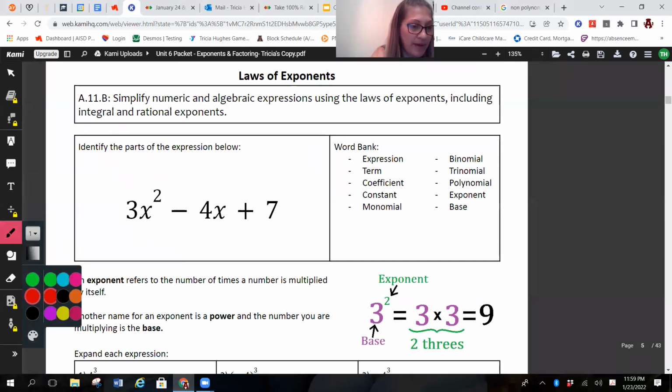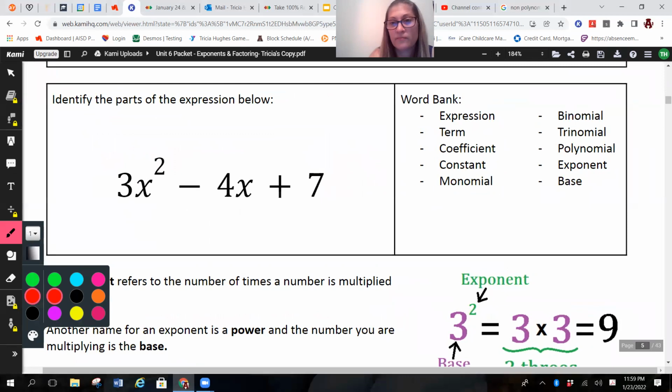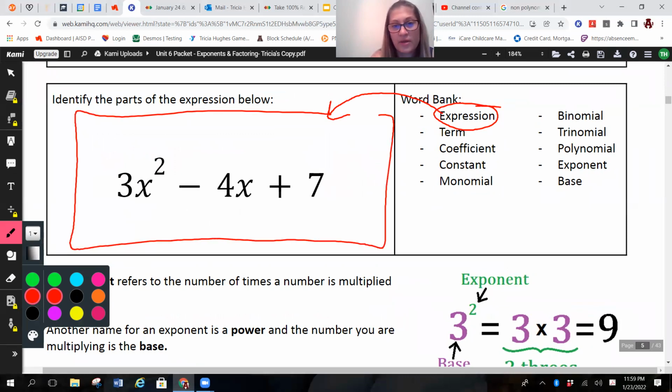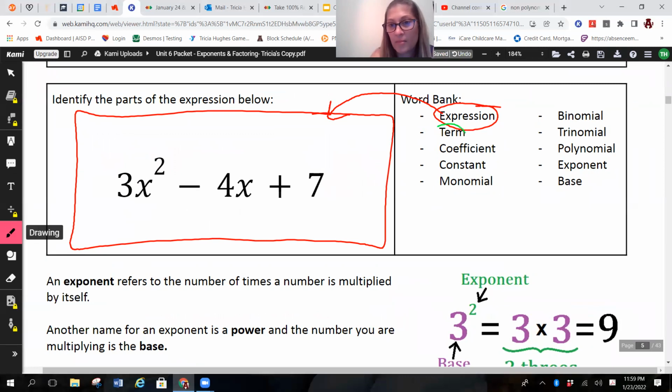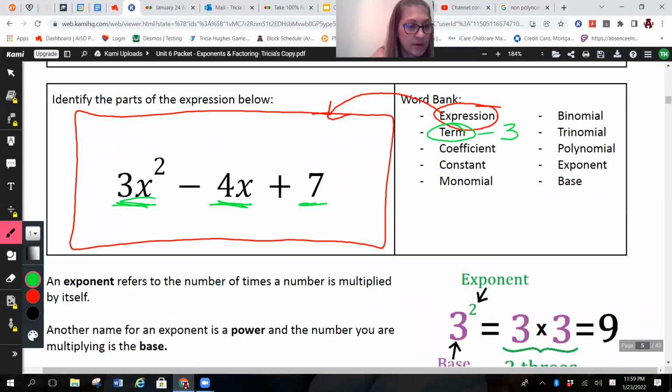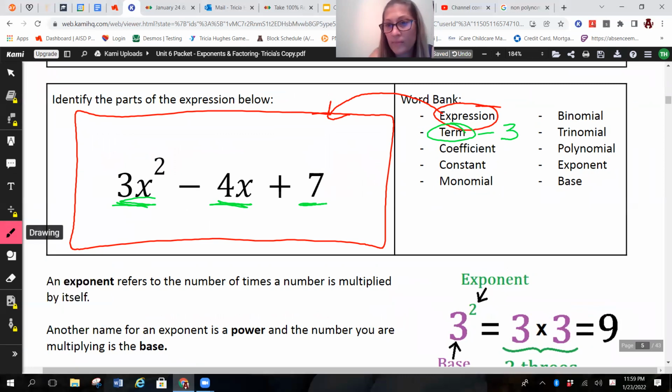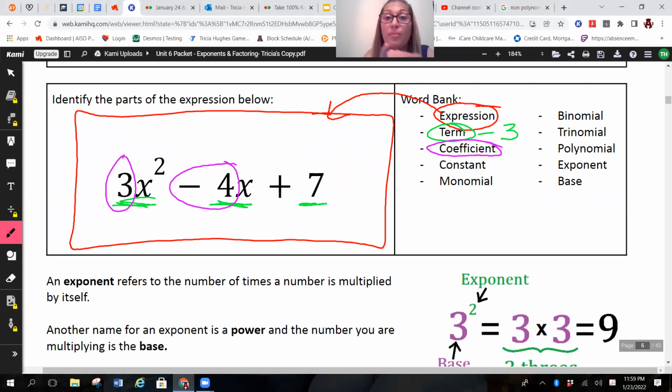I think if I write them out, it'll be easier. So yes, this whole thing is an expression. Doesn't have an equal sign. A term, these are all terms. So there are 3 of them. Let's go to purple. A coefficient is the number multiplied to a variable. So this is a coefficient, this is a coefficient. They're both multiplied to an x because they're sitting next to each other.